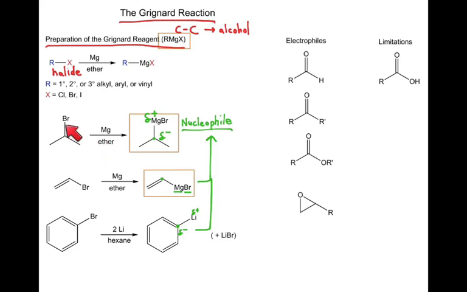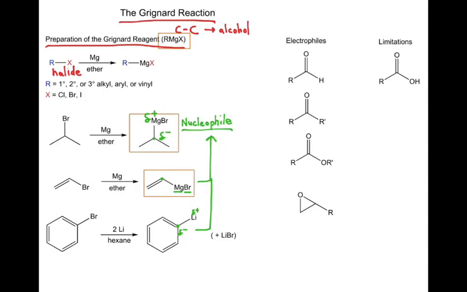So when I take in any alkyl halide, vinyl halide, or aryl halide, and I treat it with magnesium, I get my Grignard reagent. I can treat any of these with lithium and hexane, and you need 2 equivalents, and that forms our organolithium reagent. And all 3 of these compounds have polar bonds and are good nucleophiles.